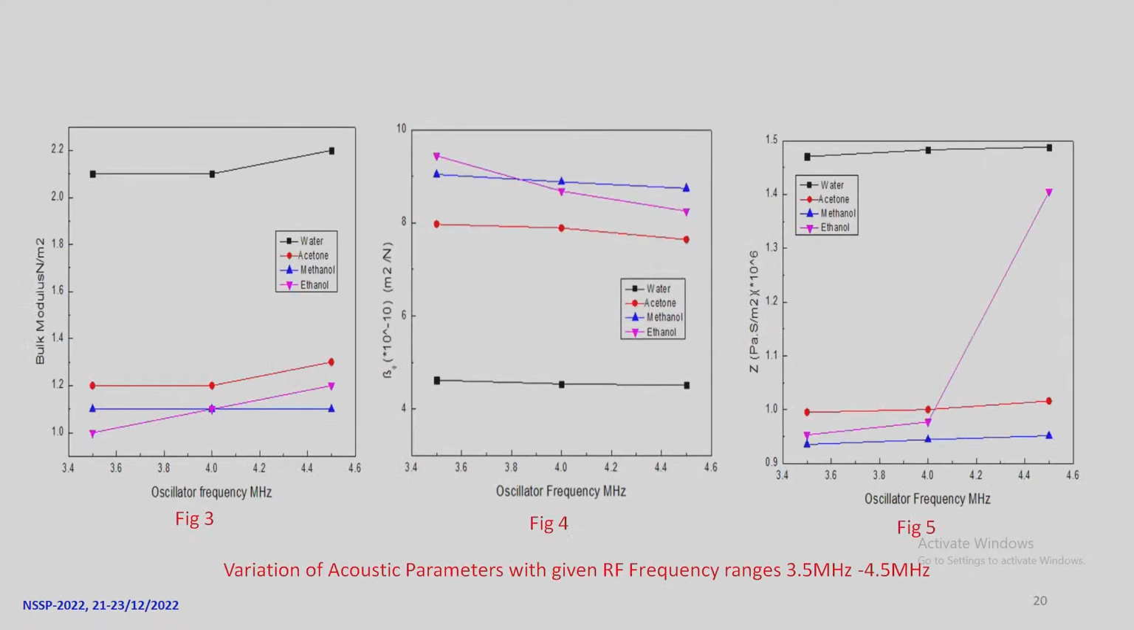This is the graph of bulk modulus with respect to frequency. Bulk modulus is a property which helps us measure how resistant a substance is to compression. Now this is that of adiabatic compressibility and frequency. Adiabatic compressibility is nothing but the reciprocal of bulk modulus. And this is the acoustic impedance. Acoustic impedance is the resistance that is given by the liquid when a sound wave is propagated through it. So this is the graph.